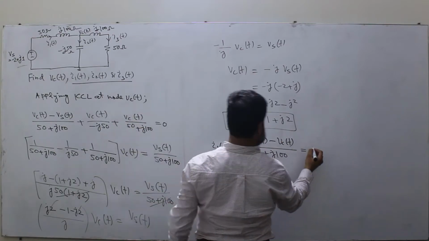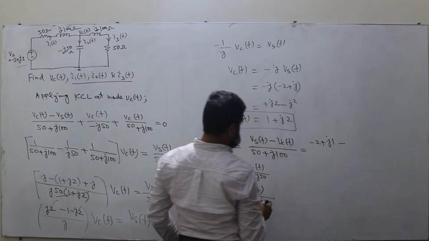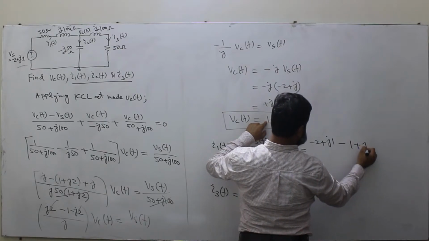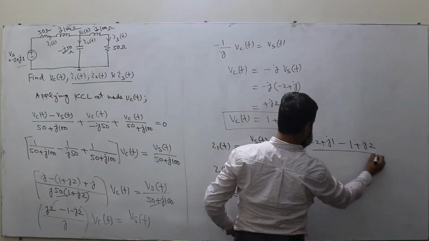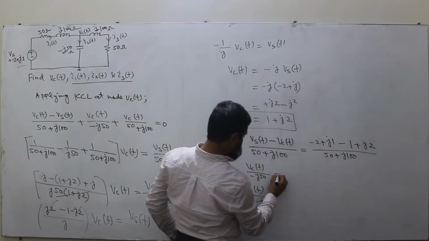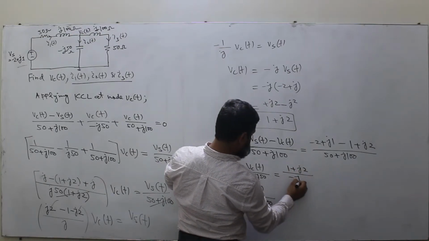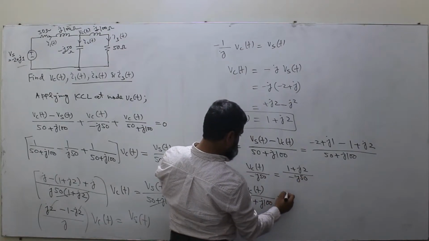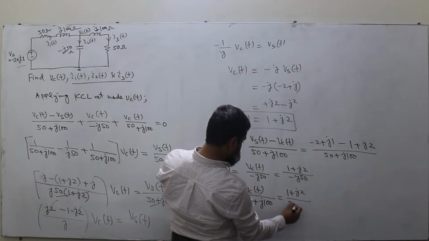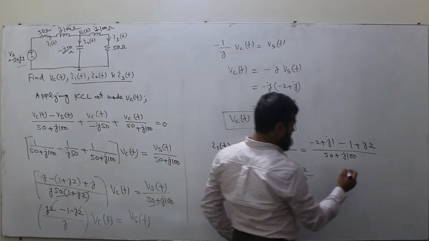Vs of t is given as minus 2 plus j1, minus Vc of t we have found, plus j2, divided by 50 plus j100. You can also write the value of this one, which is 1 plus j2 divided by minus j50, and this is 1 plus j2 divided by 50 plus j100. Now you can simply simplify these.